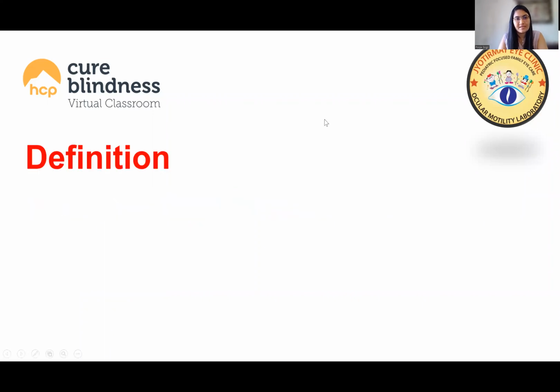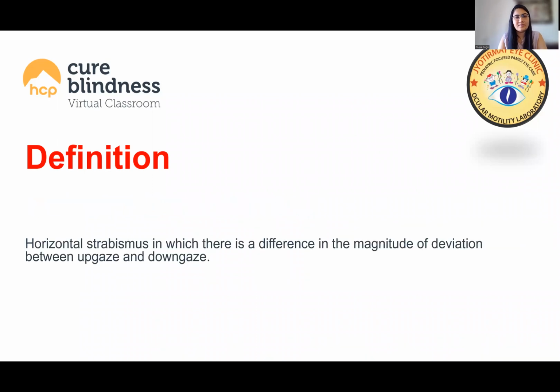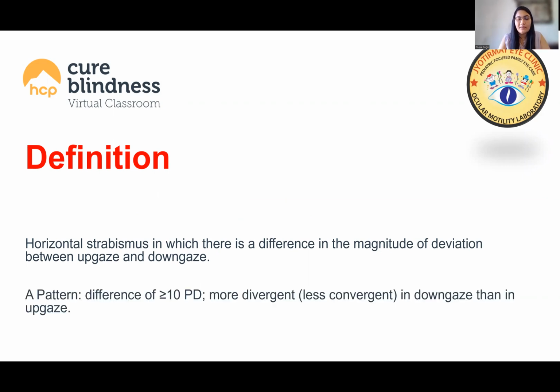So how do we define a pattern strabismus? We call it a pattern strabismus when there's a horizontal strabismus deviation between an up case and a down case. There is a difference in the magnitude of the deviation. Now, an A pattern deviation is when you have a difference of more than 10 prism diopters. That means it is more divergent in the down case than in the up case, or it is less convergent in the down case than it is in the up case.